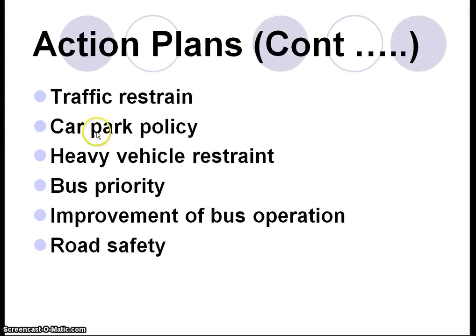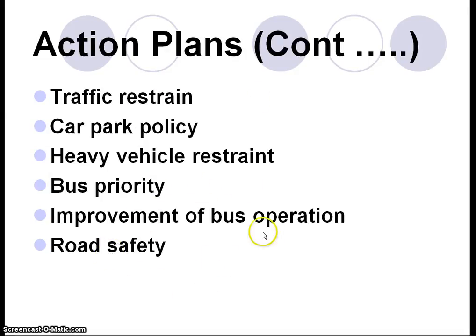Car park policy, we can reduce car parks to reduce congestion. Fewer car parks means less attraction, so fewer cars on the road. Heavy vehicle restraint, because heavy vehicles are slow moving, so they slow everybody in that road system. Bus priority, it depends on our policy. If we want more people to use the bus, then we have to give the bus priority in our traffic system. Improvement of bus operation, and of course road safety.